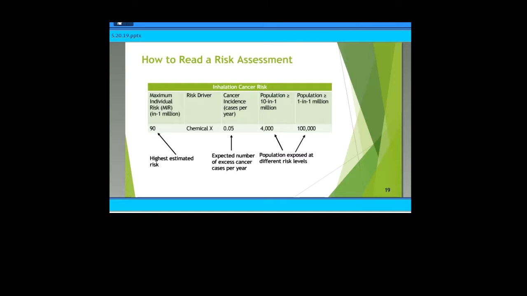We also look at the cancer incidence, as I said, that's predicted, and in this table we've got it per year, and we'll probably add the 70-year one also for next week. And then we also look at populations at or above certain risk levels. So here we've got 4,000 people at greater than 10 in a million, and 100,000 people at greater than 1 in a million. Since the risk is 90 in a million, we don't have anybody greater than 100 in a million. Making sense?